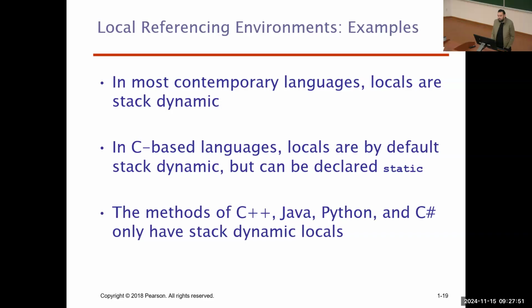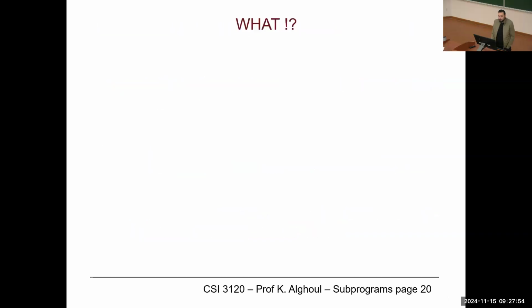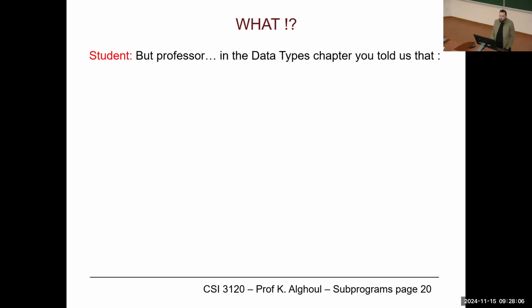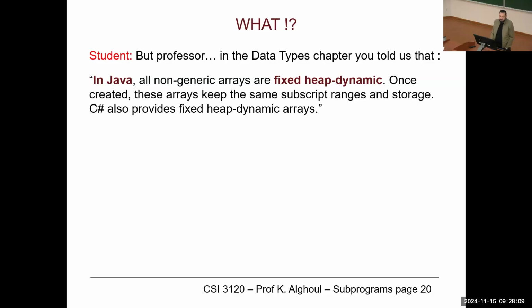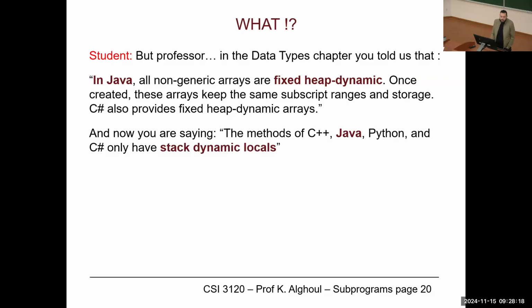And last lecture, we said something different. So I'm going to act as if I'm the student. The student is going to say, but professor, in the data types chapter, you told us all non-generic arrays are fixed heap dynamic. Once created, these arrays keep the same subscript ranges in storage. And then we mentioned C#. And now you are saying the methods of C++ and Java only have stack dynamics. So there's a contradiction now. Because we said in the lecture in the lab last time that Java uses fixed heap dynamic.